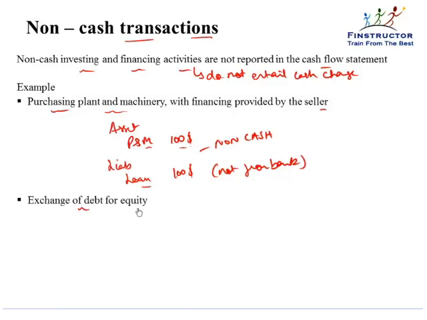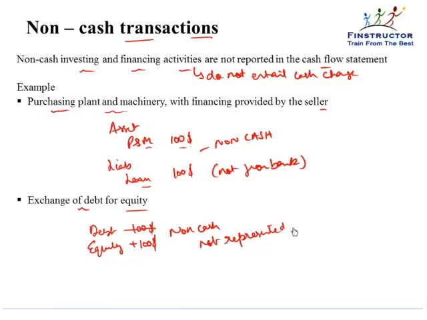Similarly, an exchange of debt for equity, for example, when I exercise my conversion option. So I had debt worth $100, and let's say this debt was convertible into equity. So I exercise that option, so my debt gets extinguished and my equity from whatever level it was will go up by another $100. Again, this transaction does not entail any cash inflow or outflow. You can say there was a debt repayment and simultaneously an equity issuance. So this will again be a non-cash transaction. It will not be represented in the cash flow statement.